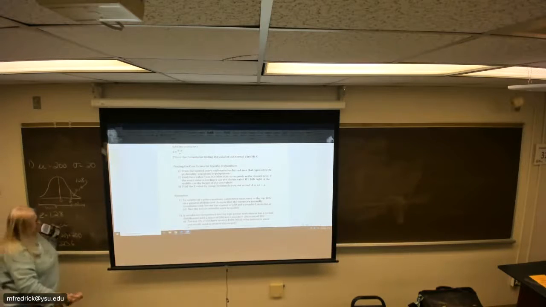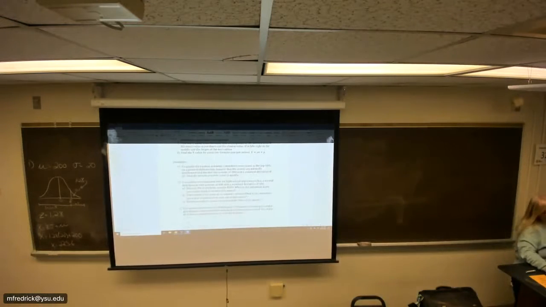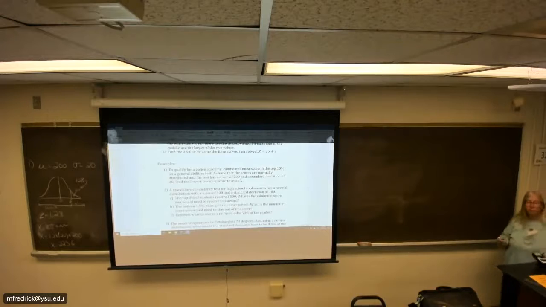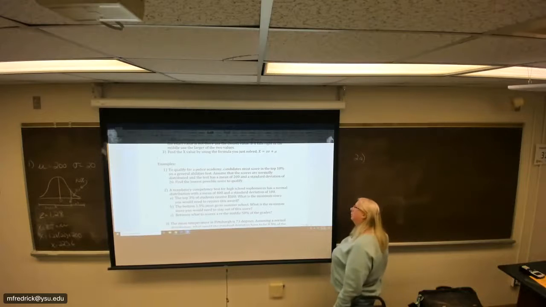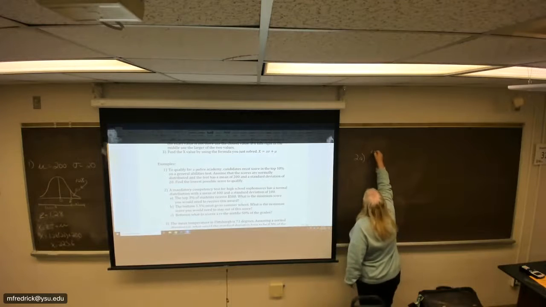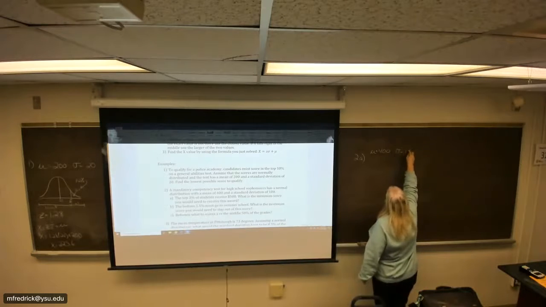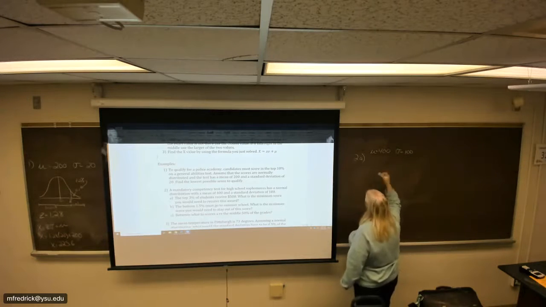Let's try this. Go ahead and try number 2. Oh, it was the next one. A mandatory competency test for high school sophomores has a normal distribution, a mean of 400, standard deviation 100. Top 3% of students receive $500. What's the minimum score you would need to receive this award? So draw your normal curve. This one will be similar to the last one.